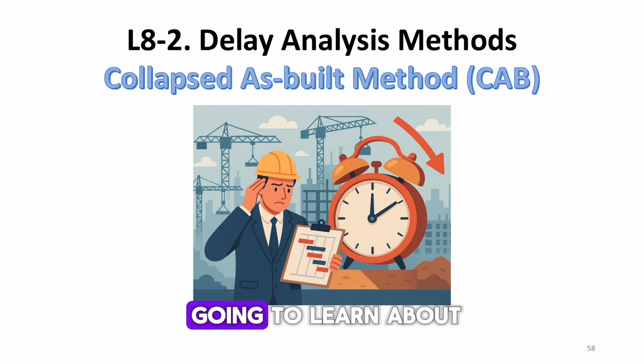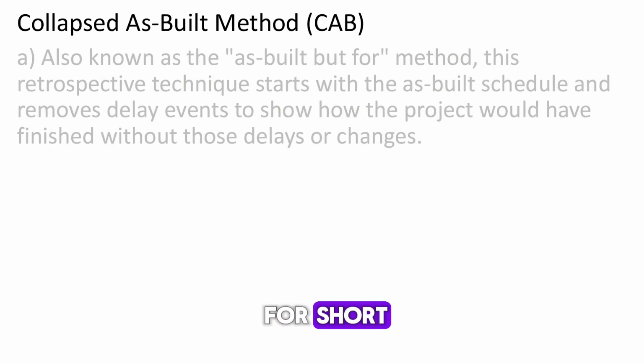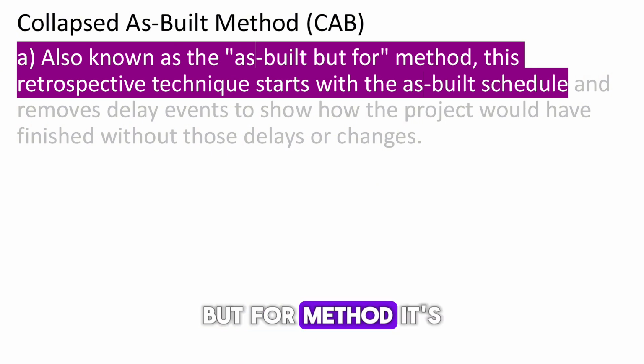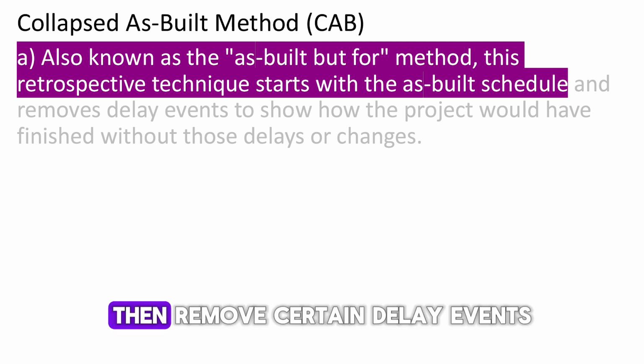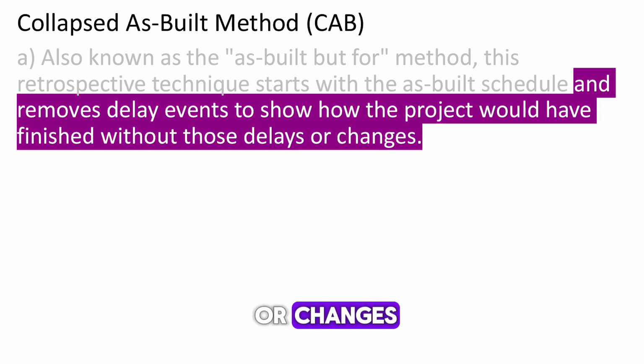In this video, we're going to learn about the collapsed as-built method for delay analysis. The collapsed as-built method, let's call it CAB for short, is sometimes referred to as the as-built but for method. It's a retrospective approach, where we start with the actual as-built schedule, then remove certain delay events to see how the project would have finished, but for those delays or changes.